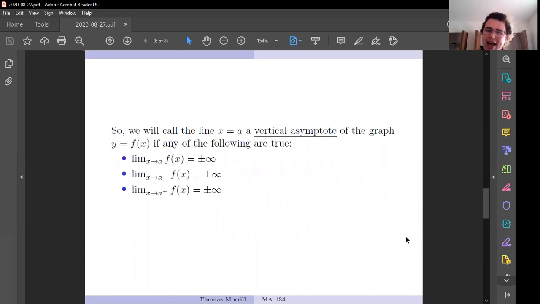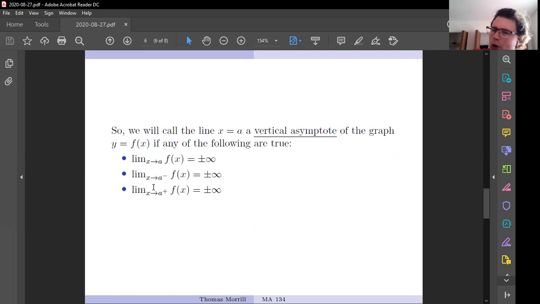So this can happen in lots of different ways. Your textbook writes it as 6 different ways. I put it just down to 3. So like my 1 divided by x squared picture, if the limit on both sides goes to positive infinity or to negative infinity, then we'll have a vertical asymptote at x equals a.